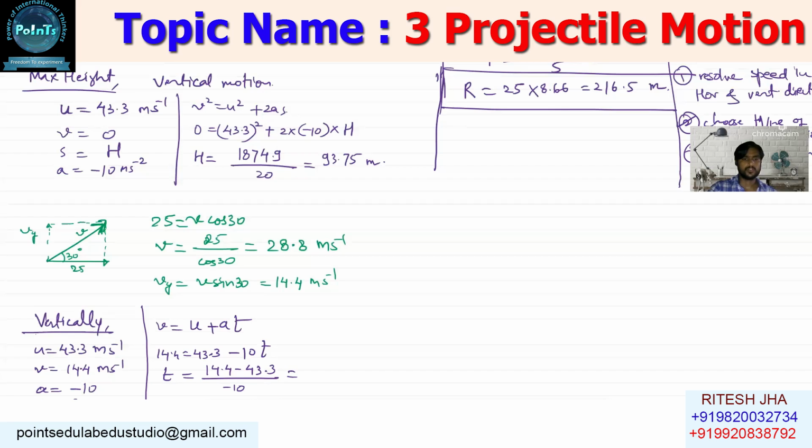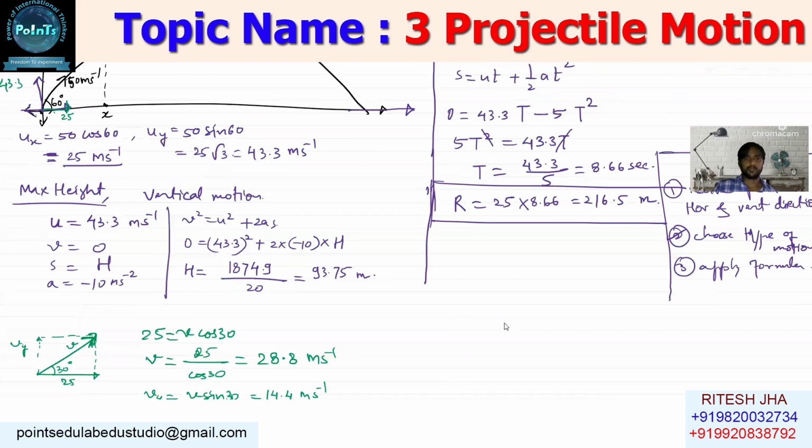Are you sure? Okay, no, 14.4 minus 43.3 is minus 28.9, divided by minus 10, that is 2.9 seconds. Okay, so we got the time taken to reach that point.